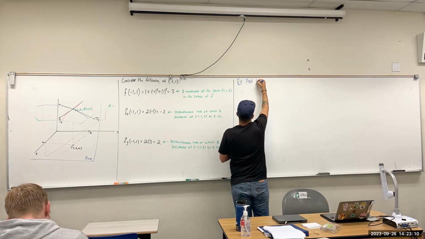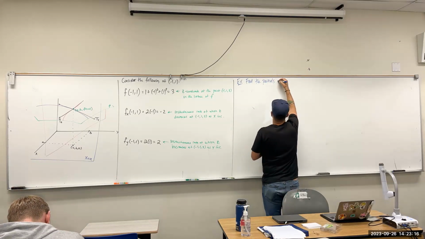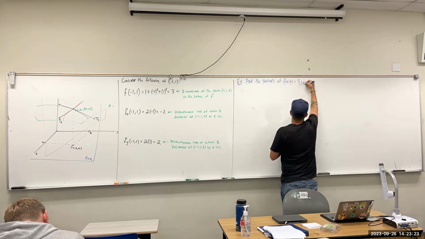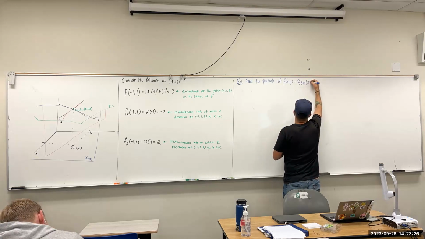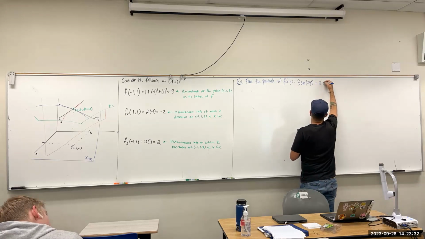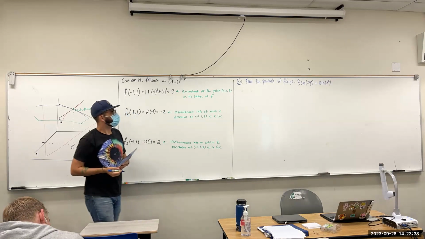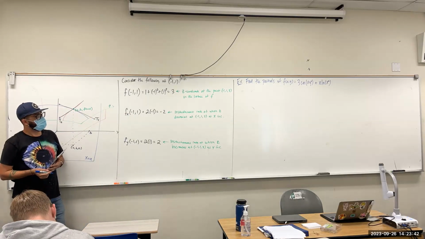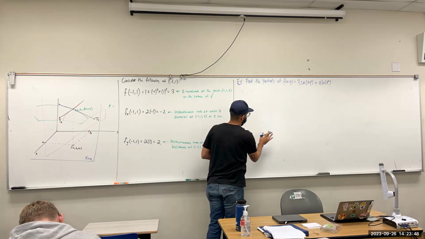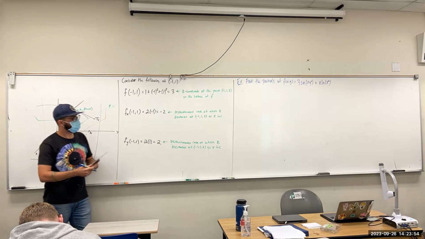Let's find the partials, that's shorthand for partial derivatives, of f of x, y equals 3 sine of x y squared plus x ln of x squared. A lot nastier than the polynomial we just did. Please ask questions on this one because this one's nastier.